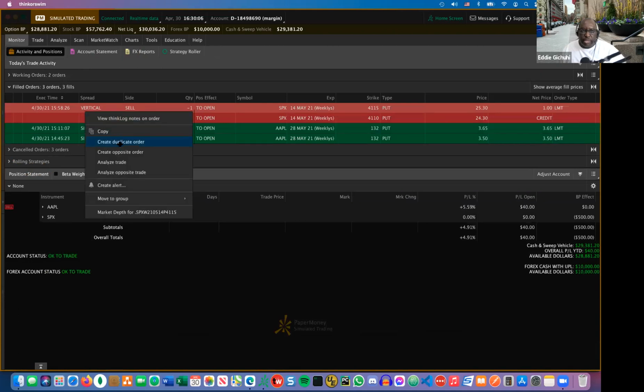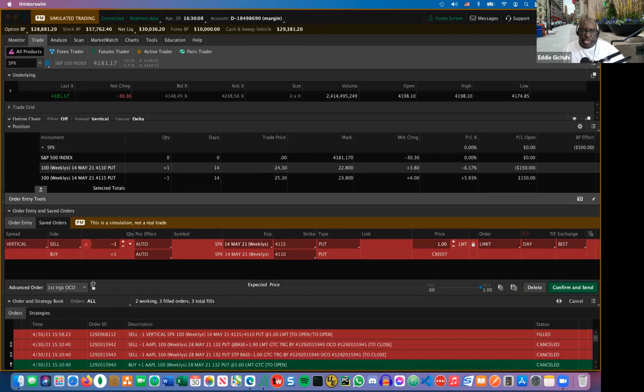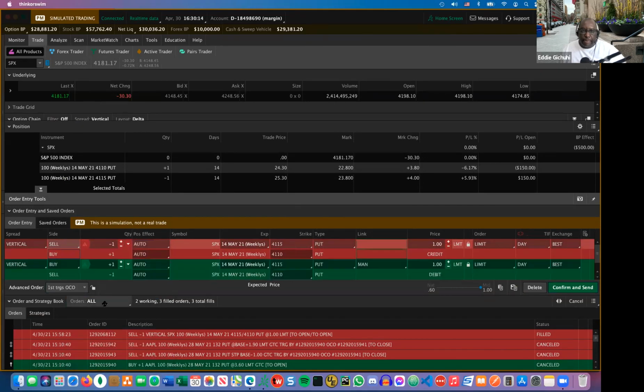Okay, go ahead and create a duplicate order as though it's brand new. Select your OCO here and then create opposite order, right? So this is your opening order. This is your opposite order, right? Meaning that I'm trying to sell this vertical for $1 and I want to put my buyback for 0.2, right? And then that way I can send both of them at the same time, right?